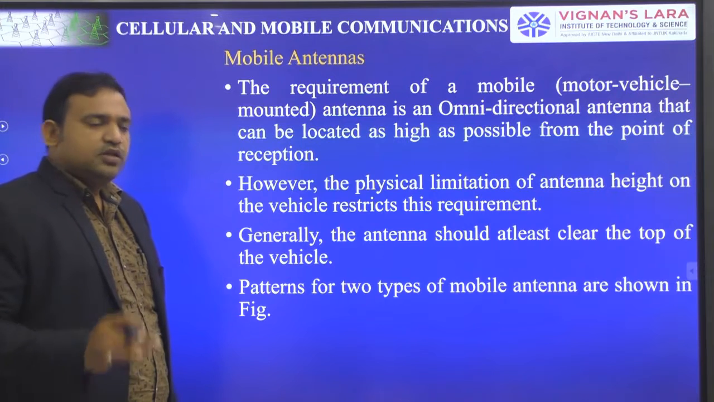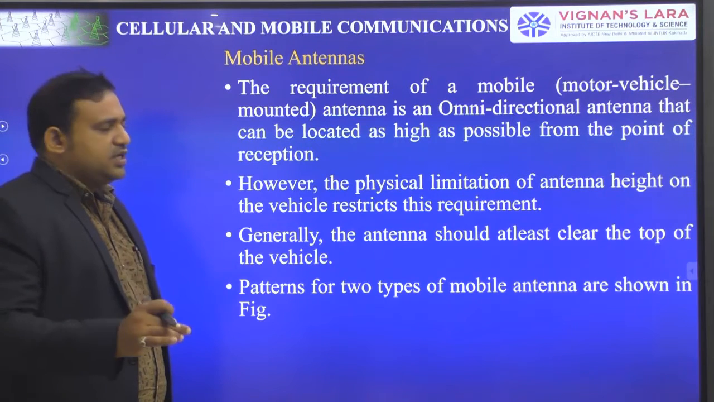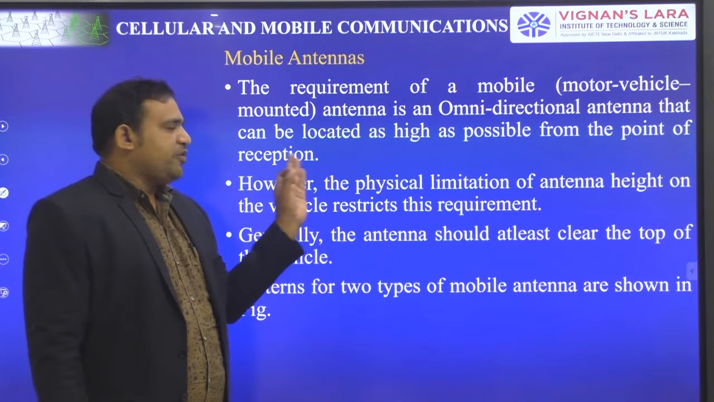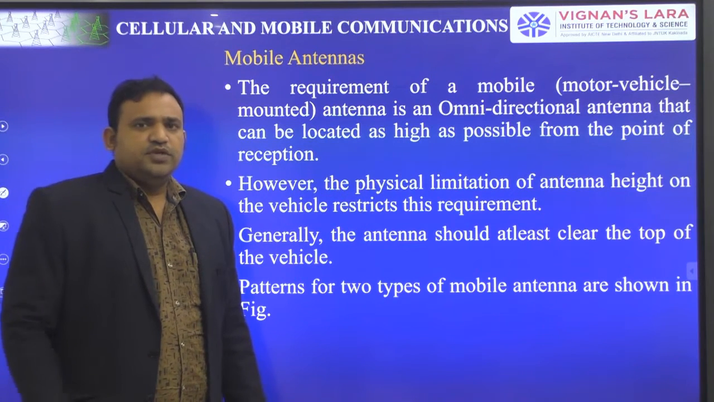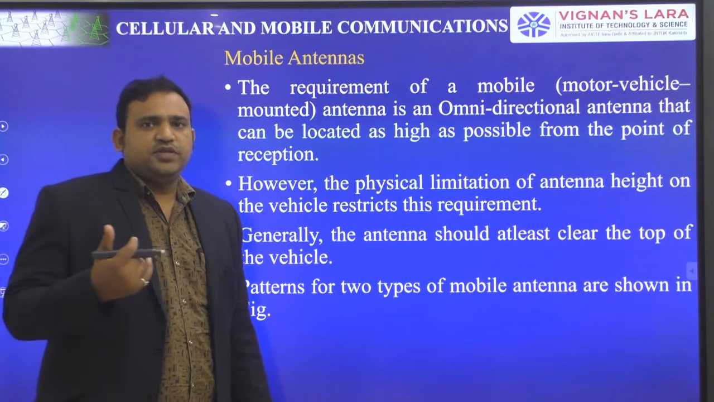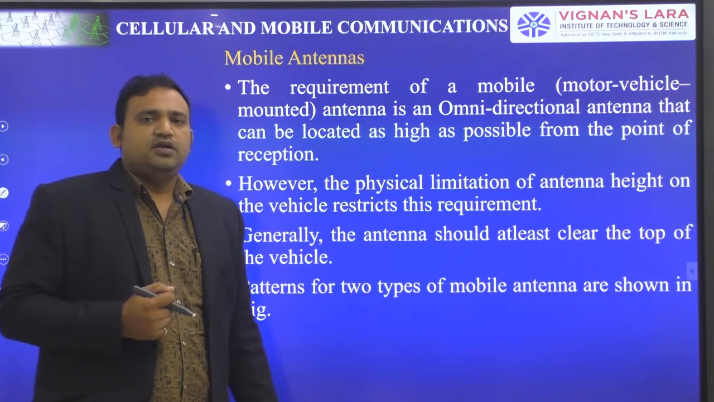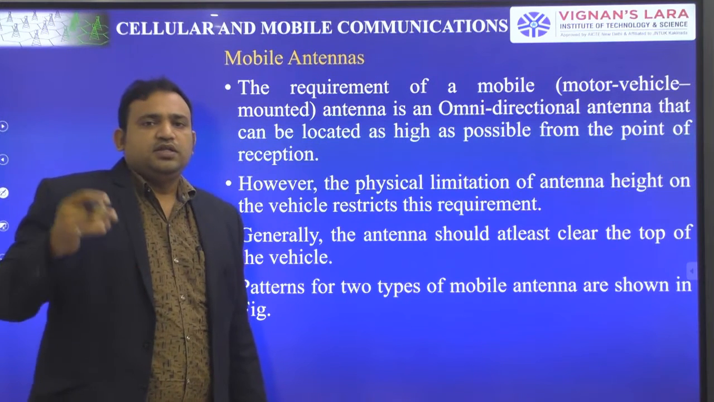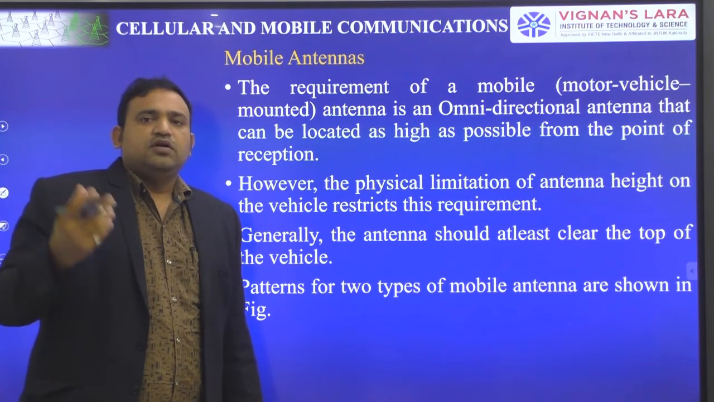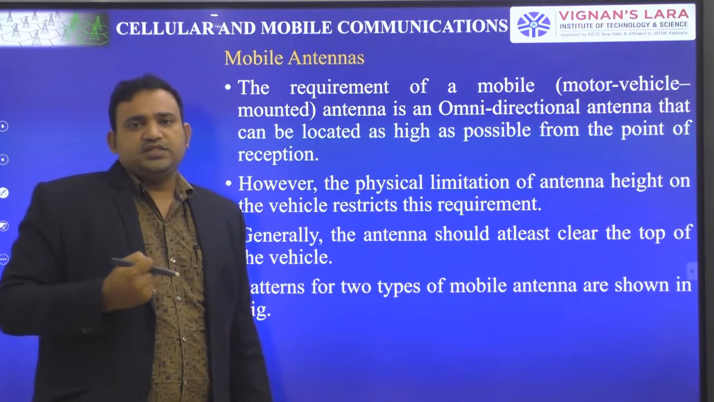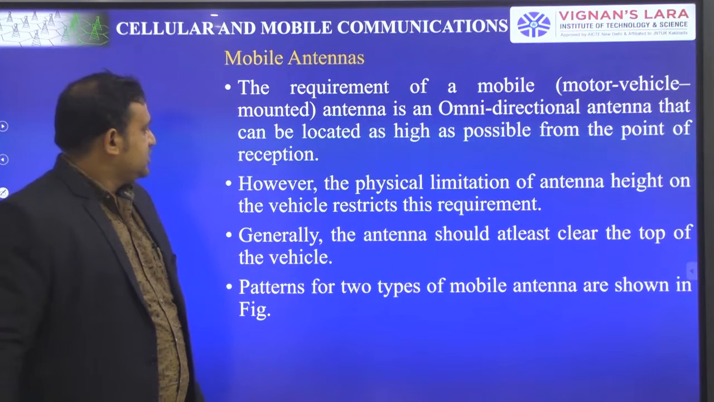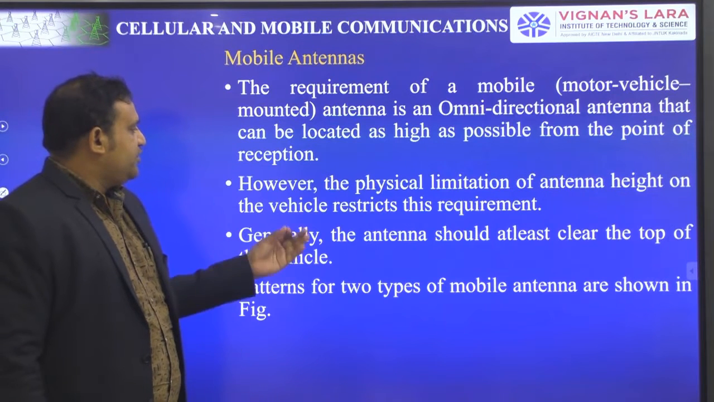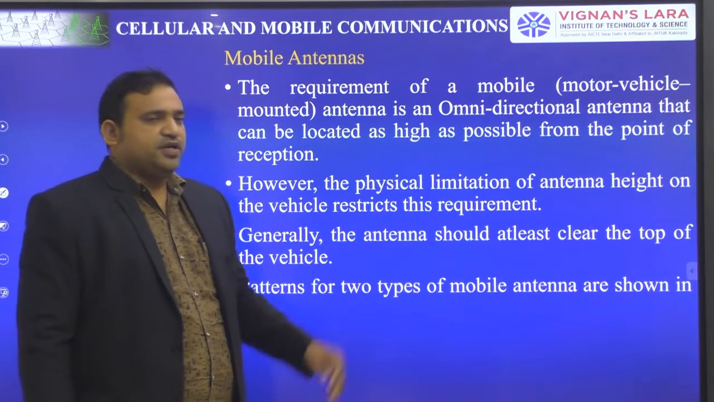We are using omnidirectional antennas only for mobile, that can be located as high as possible from the point of reception. The user will be inside with the mobile in his hand. On the top of the car or the respective motor vehicle, the reception antenna will be there for receiving a better quality signal. However, the physical limitation of antenna height on the vehicle restricts this requirement.